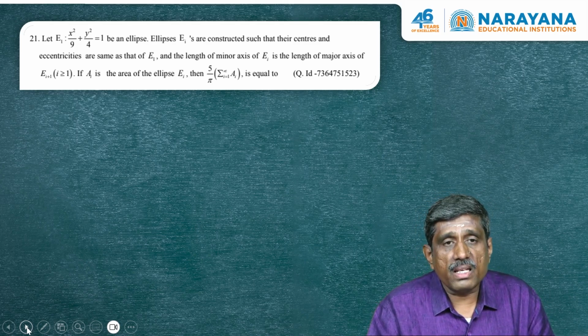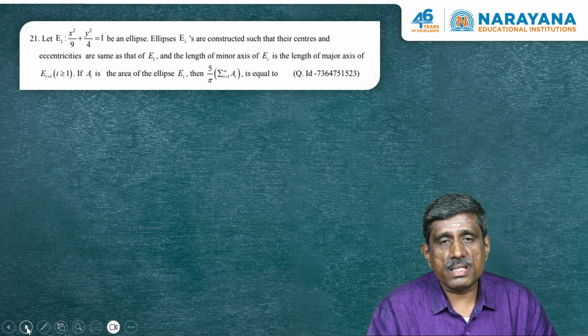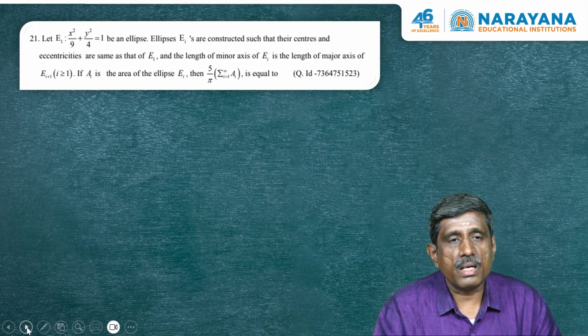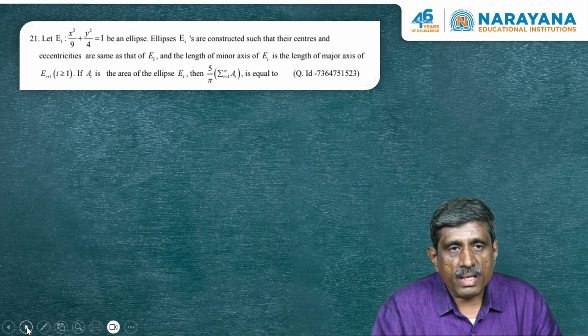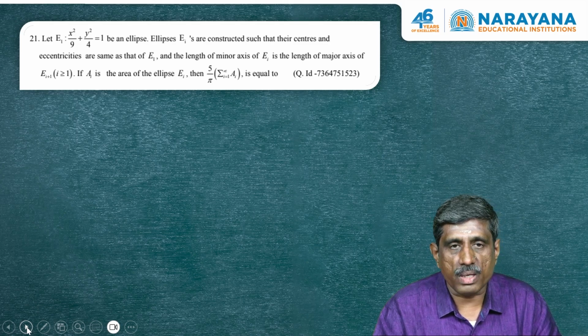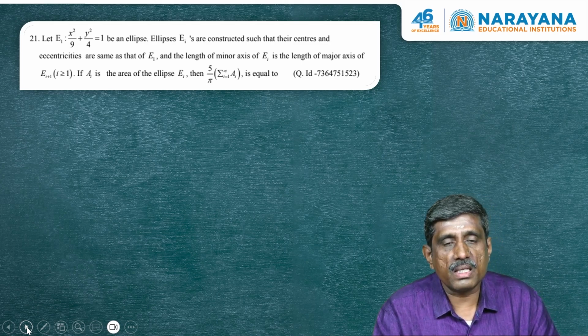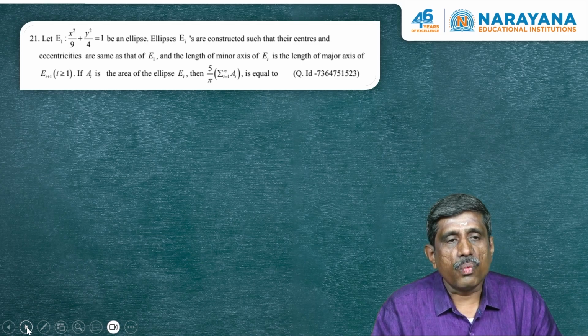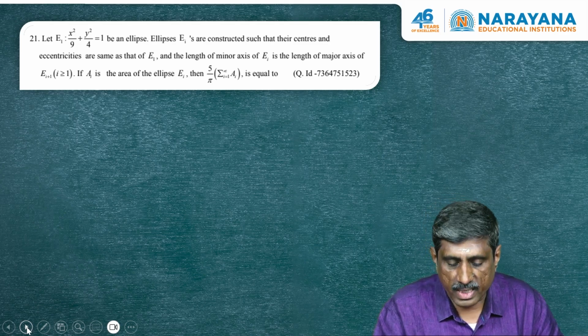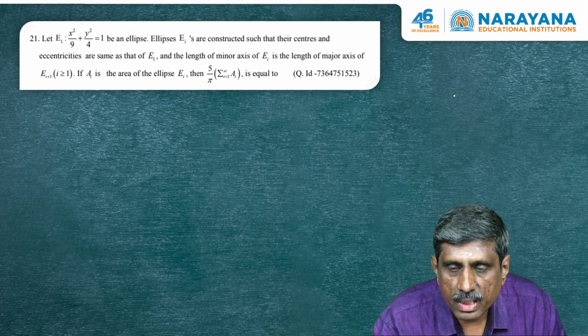E2 is constructed such that the centers and eccentricities are the same as that of E1, and the length of the minor axis of E1 is the length of the major axis of E2. So, every ellipse is constructed from the previous ellipse like this. We are asked to find the sum of all the areas, divided by pi. Carefully follow now.